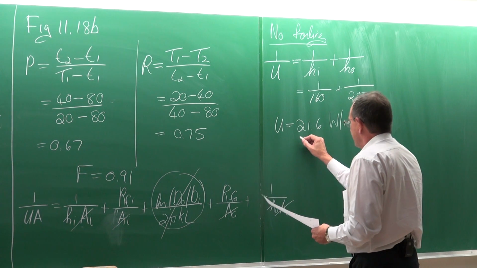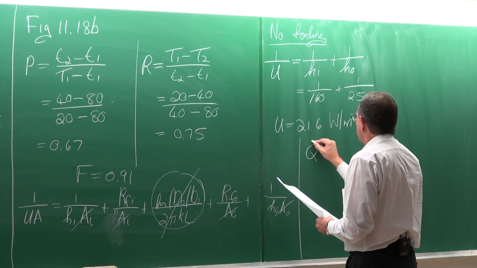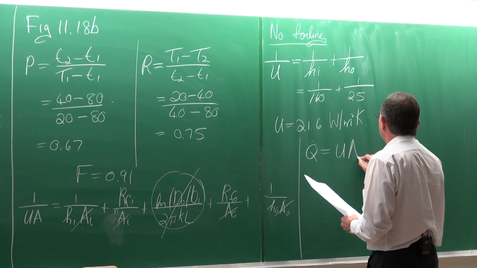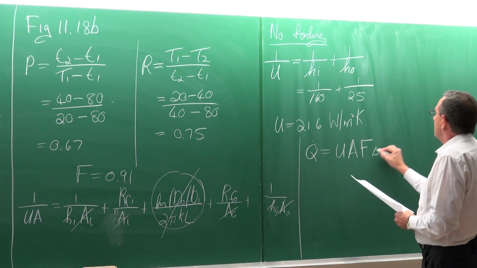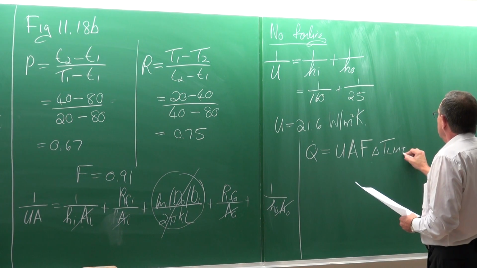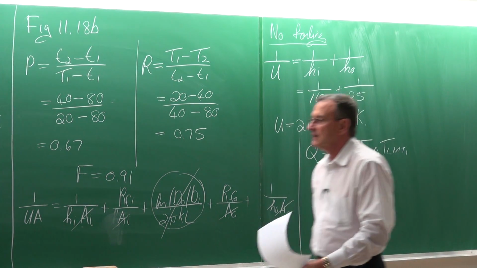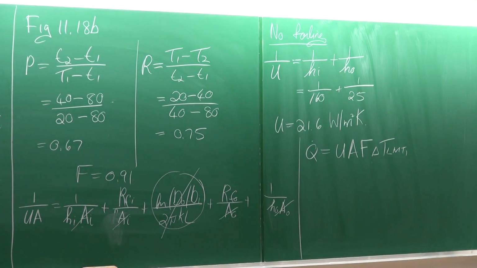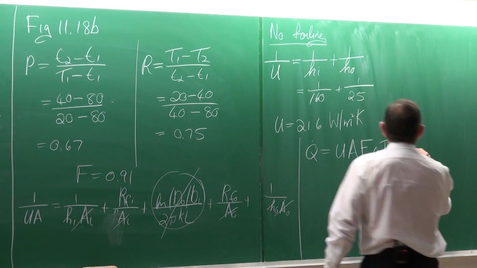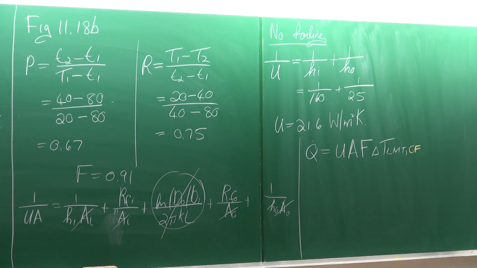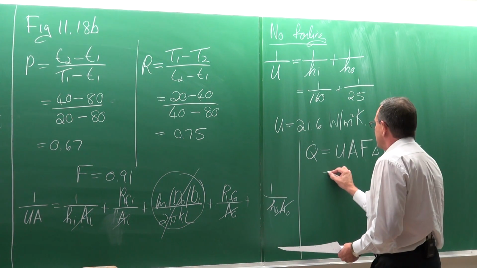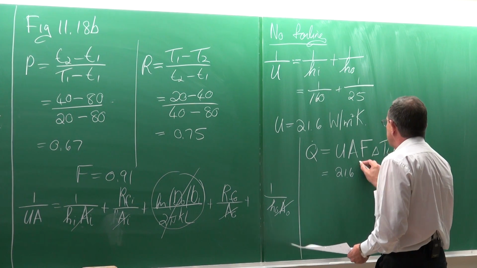Okay, so getting to the heat transfer rate, we can now say the heat transfer rate is equal to U multiplied by the area, multiplied by the correction factor, multiplied by the LMTD, as if it is a counterflow heat exchanger. It is not. We make it a counterflow heat exchanger, but then we need to get the correction factor F. Okay, the overall heat transfer coefficient is 21.6.